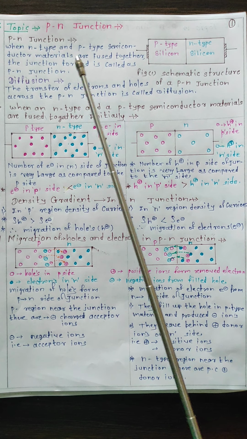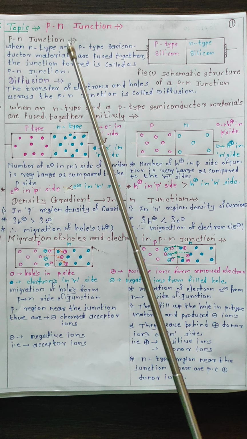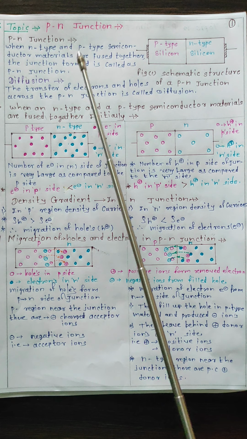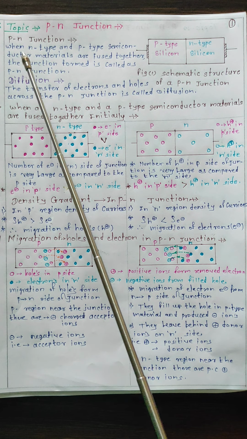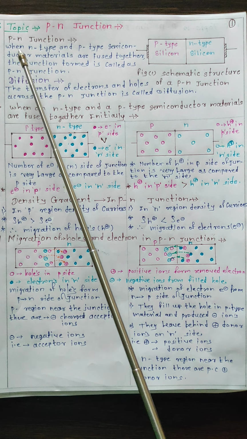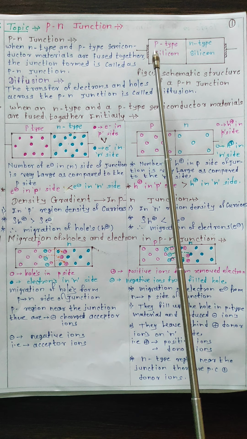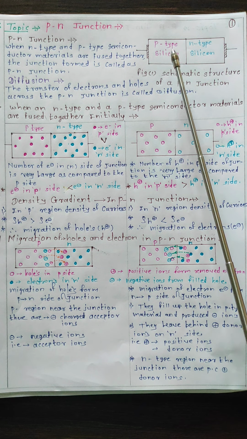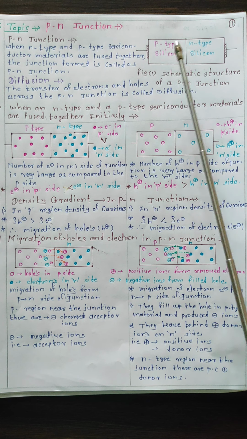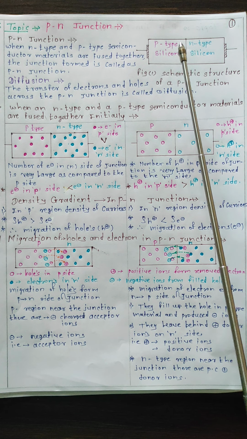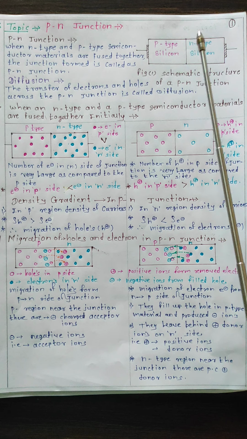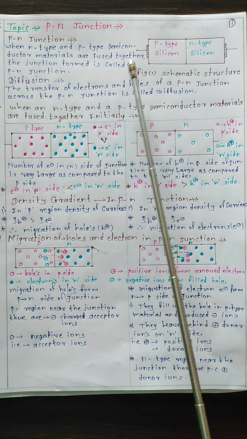Today we are studying a new topic of semiconductors, that is the PN junction. So what do you mean by PN junction? When N-type and P-type semiconducting materials are fused together, the junction formed is called a PN junction. That means when P-type and N-type semiconducting materials are fused together, there is one junction, and this junction is nothing but the PN junction.